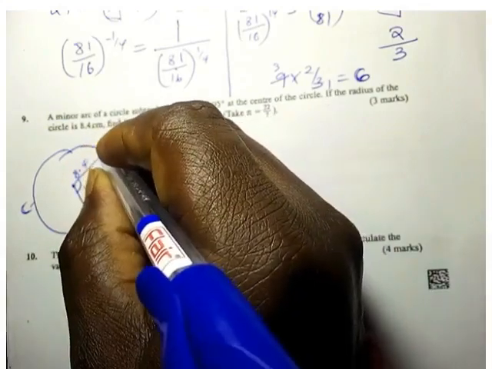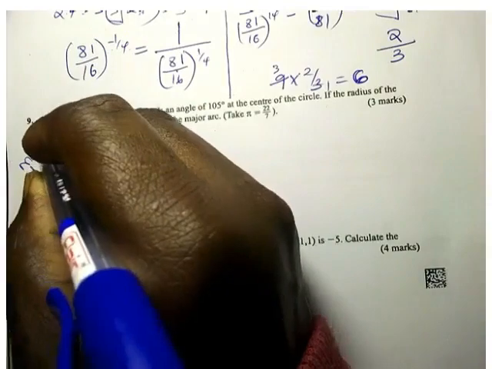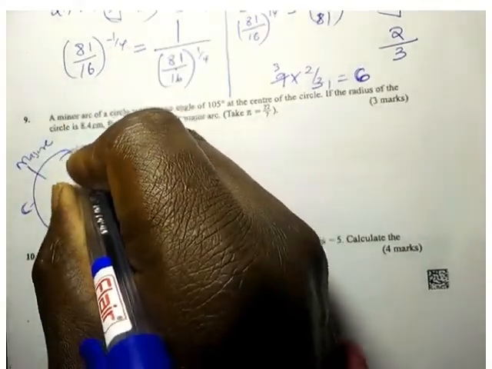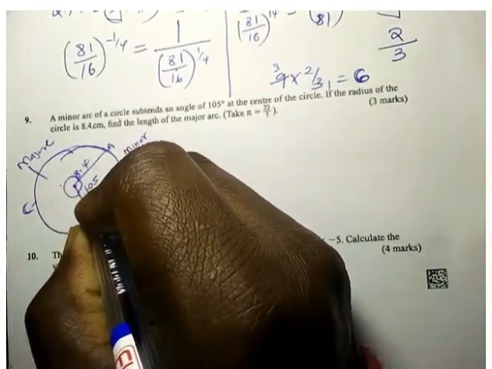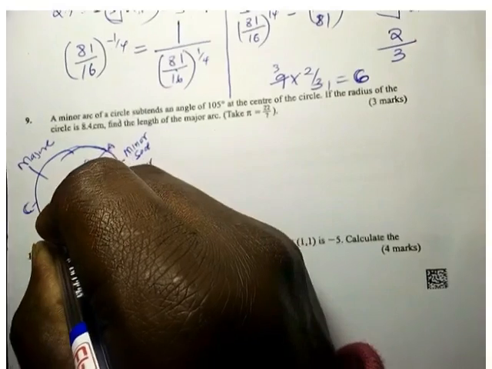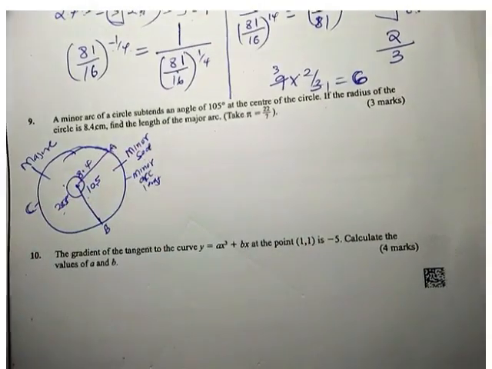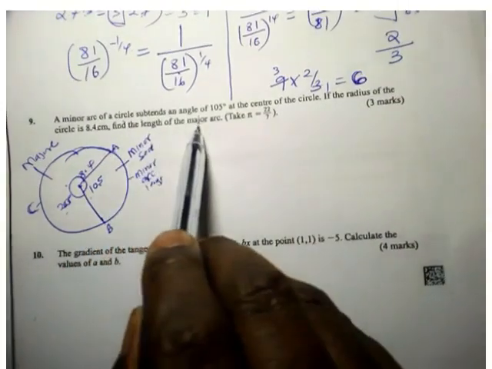So the major arc length is this one. This one is the major sector. So the major arc length is this one up to here. And the angle here up to here is 360 minus 105, which is 255. So the question is asking to find the length of the major arc.